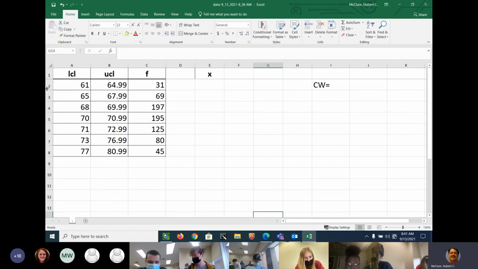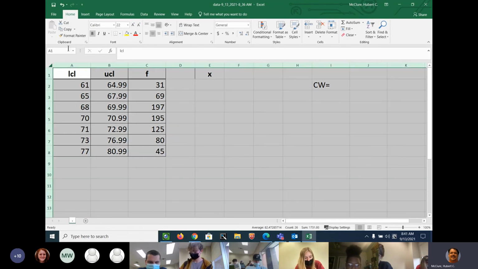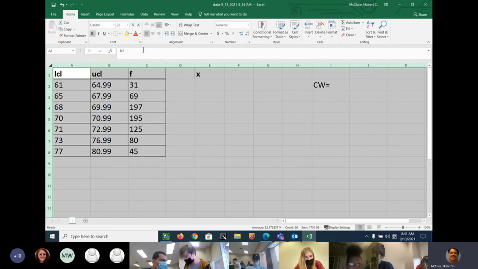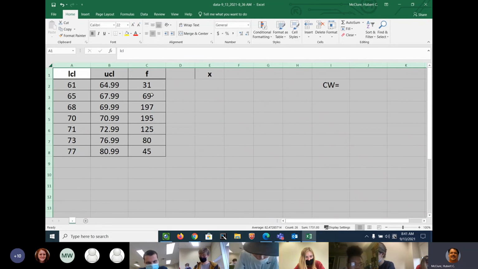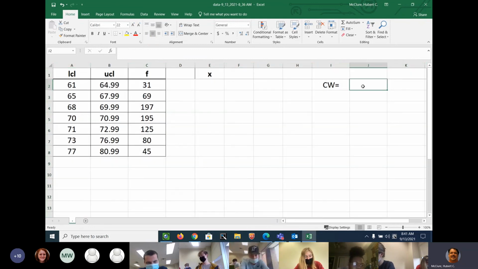What are you supposed to do to find the class width? Somebody tell me. Go look in your notes, because I know we covered it. What are you supposed to subtract for your class width? Two consecutive lower class or upper class. Good job. Somebody wrote it down. So give me two consecutive upper class or lower class. The class width is 3.